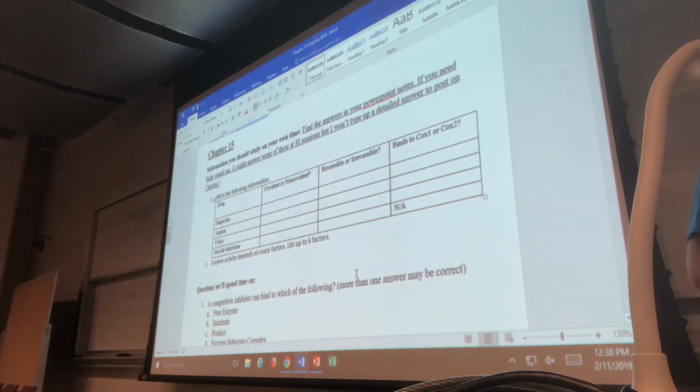A suicide inhibitor is kind of like a secondary category for drug inhibitors. What a suicide inhibitor is: it is a competitive inhibitor that binds irreversibly. All right, I'll say that again. A suicide inhibitor is a competitive inhibitor that binds irreversibly.